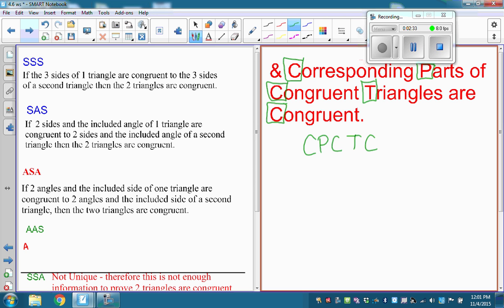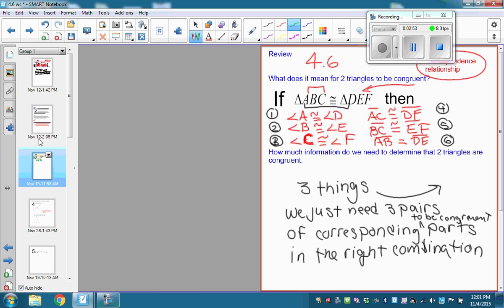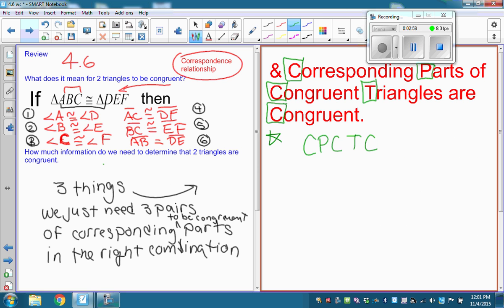So a lot of times you're just going to say it's because of CPCTC. It's just quicker to write, but you have to know what it means. And sometimes when you do proofs, after a while you forget what it means. So every once in a while say it out loud to yourself, what does that mean? And what that means is, it is related to this picture. So this statement right here means that when 2 triangles are congruent, there's 6 pairs of corresponding parts that are congruent. And sometimes when you're doing a proof, you have to pick the part you want.